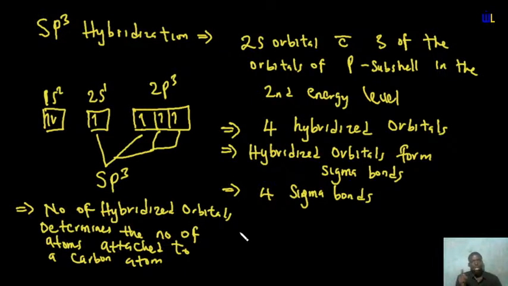Remember, the type of bond that is formed by a hybridized orbital is referred to as a sigma bond, and that sigma bond is as a result of end-to-end overlapping. I hope this is clear.